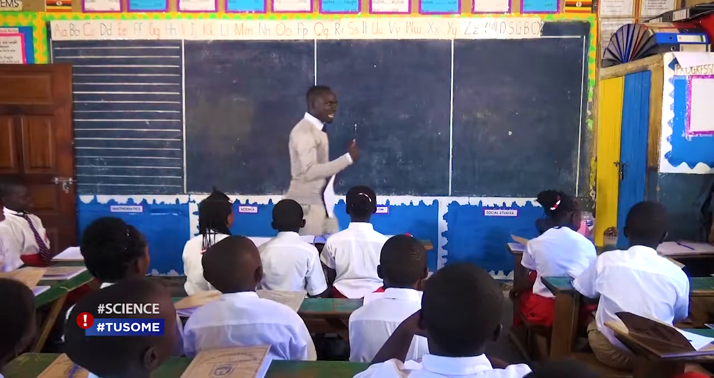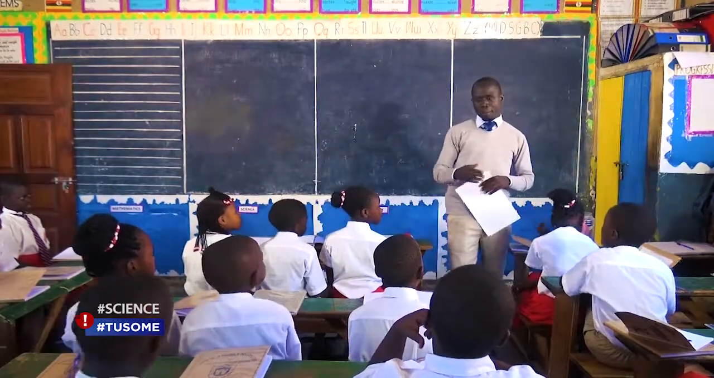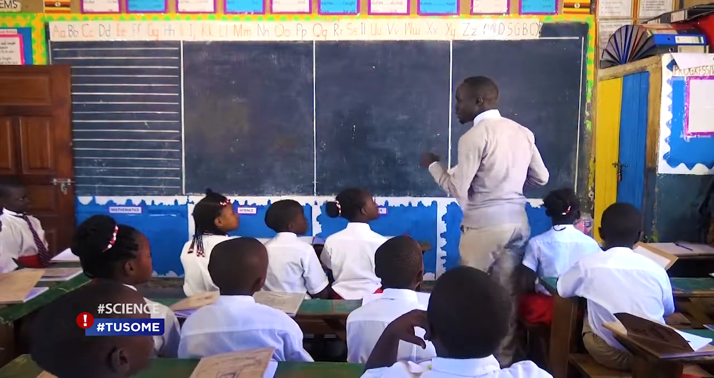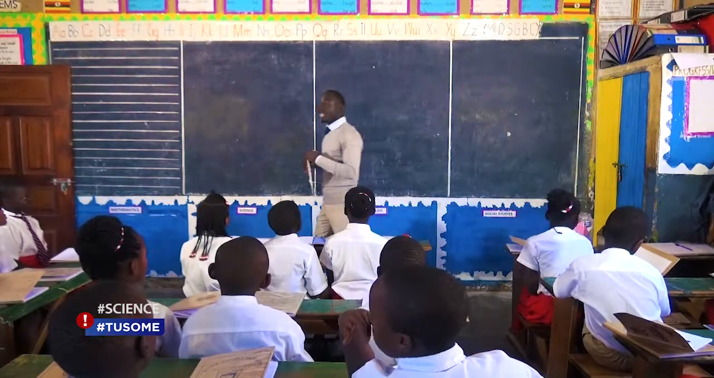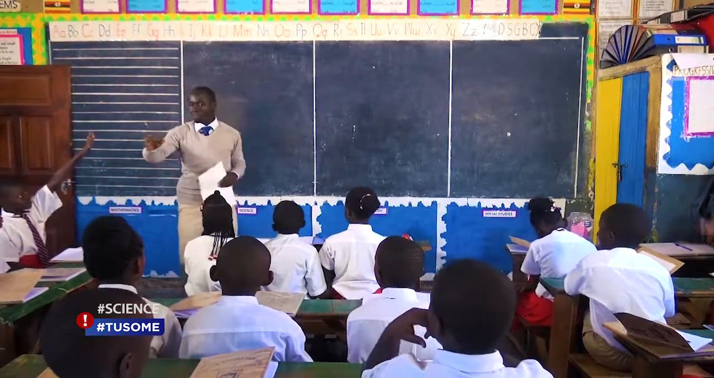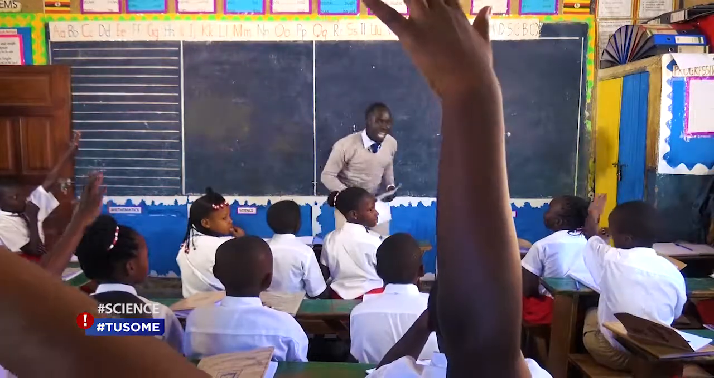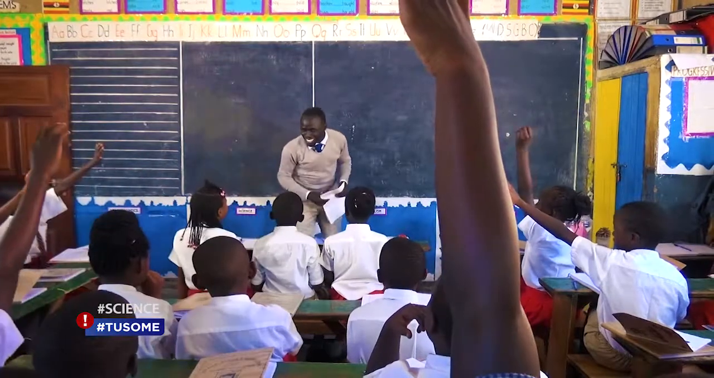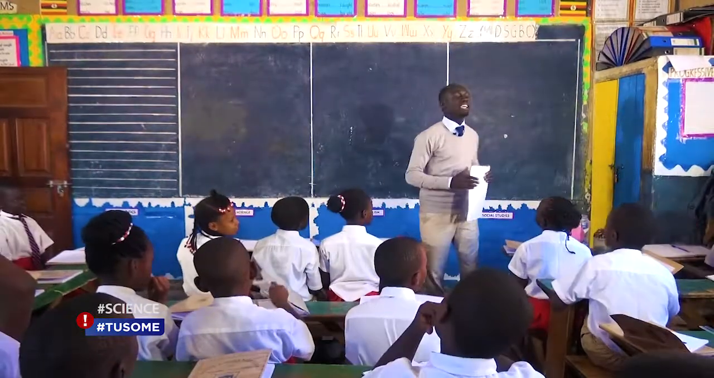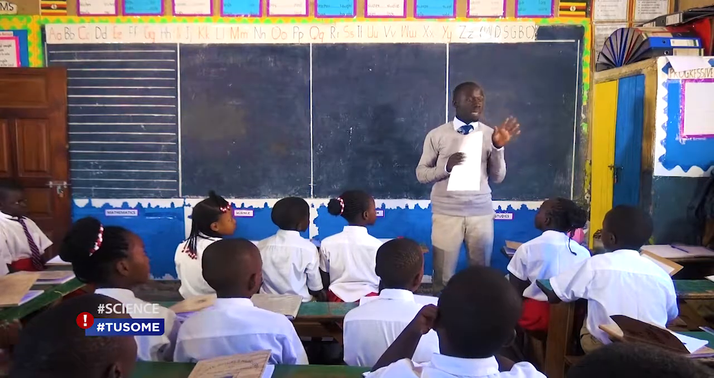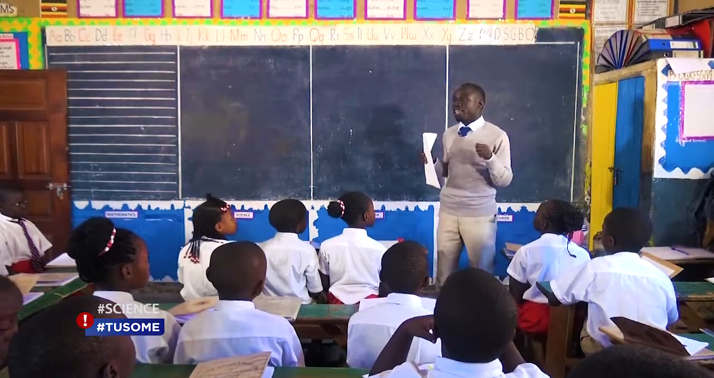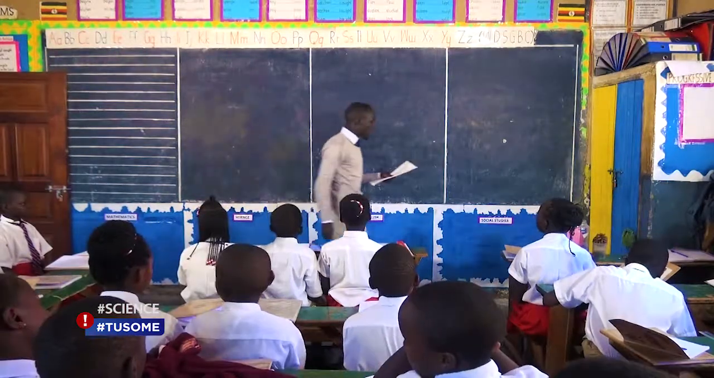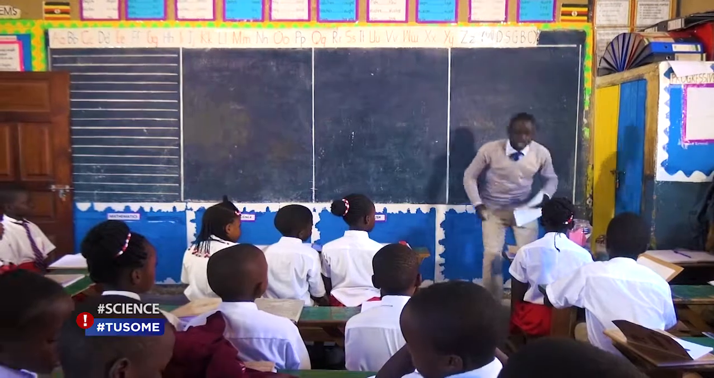Now, in our environment, we have basically two groups of things. We have living things and we have non-living things. Under living things, we have people and animals. Plants. We have plants. And then there are very many, but those which we see physically are like plants and animals. Now today, I have chosen to come with something about plant life.